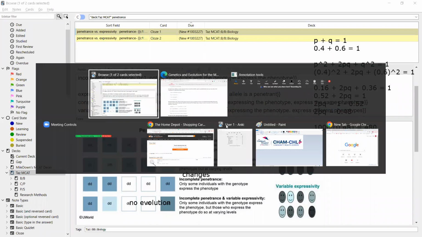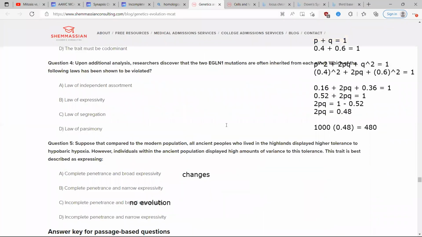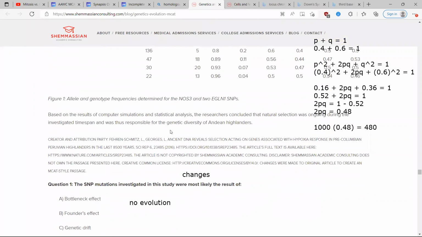Okay, and so since they said the Highlanders all displayed the higher tolerance, then this is complete penetrance. Nobody didn't express the phenotype. Okay, so let's review. So what have we said?